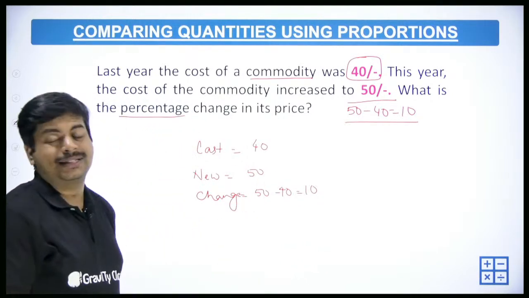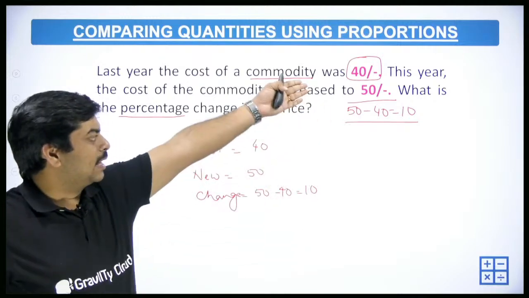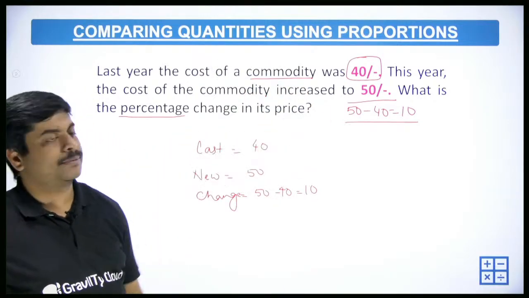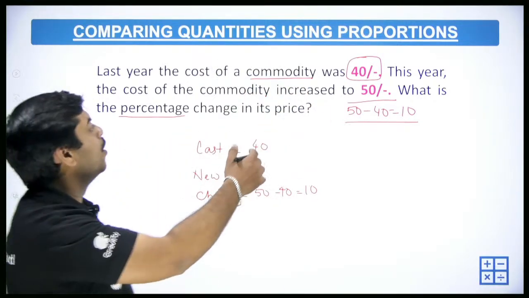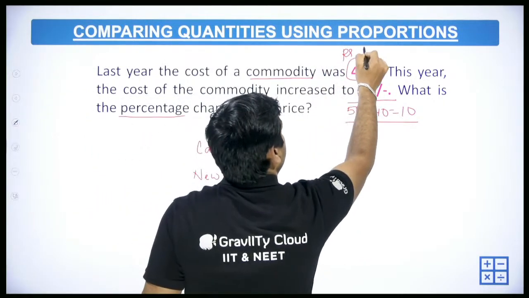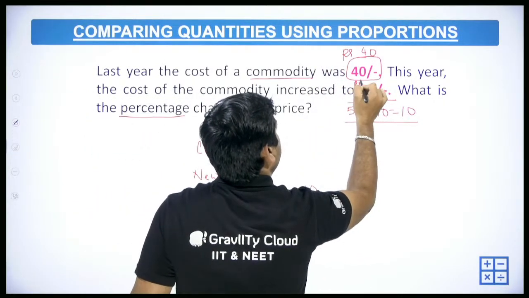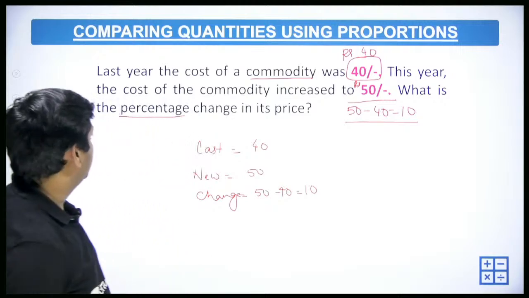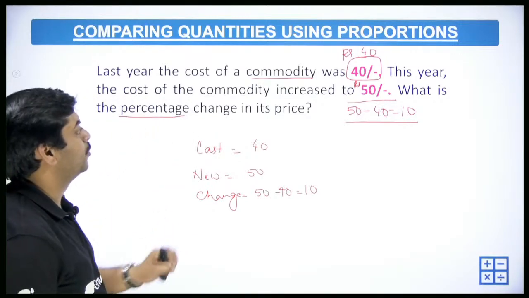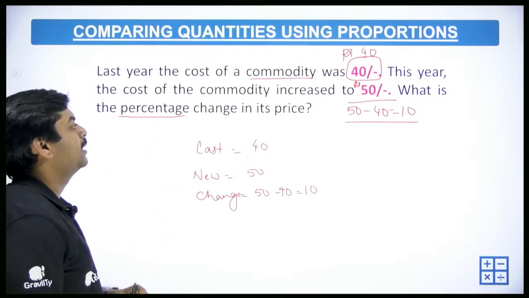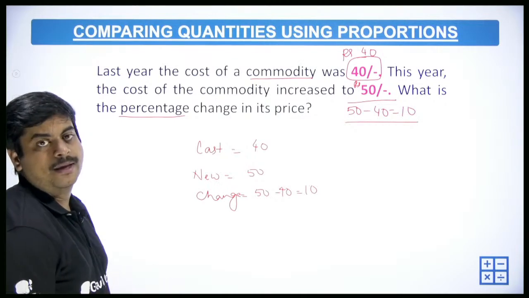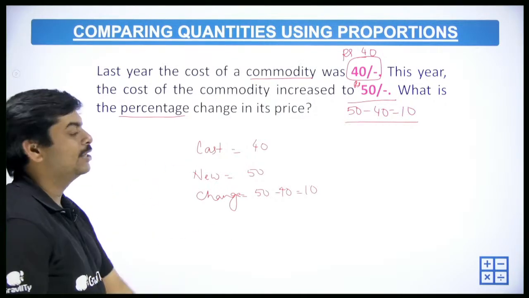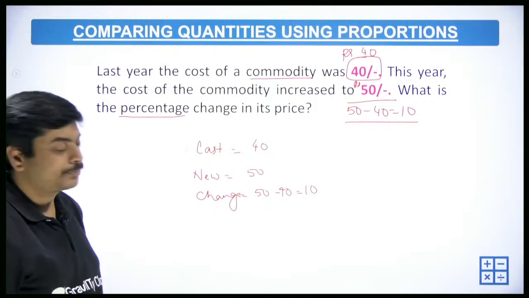There is a change of 10 rupees. The cost was 40 rupees, and this year the cost of the commodity increased to 50 rupees. What is the percentage change in its price? So now tell me.